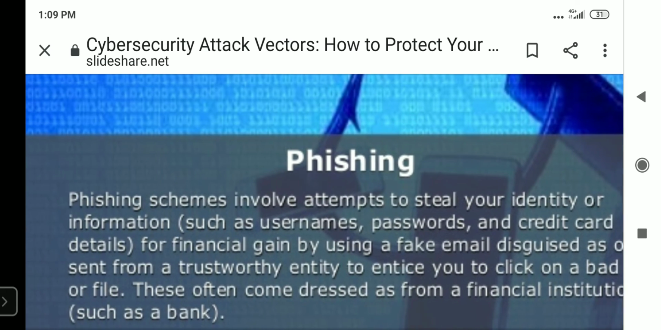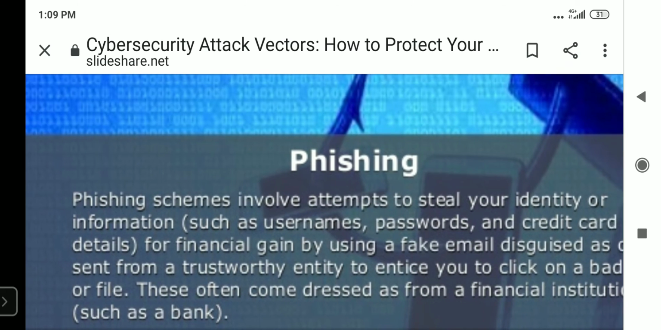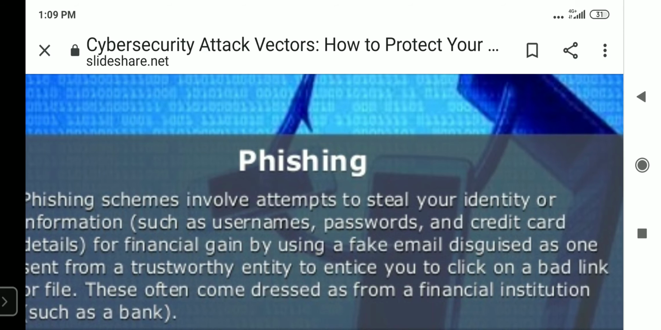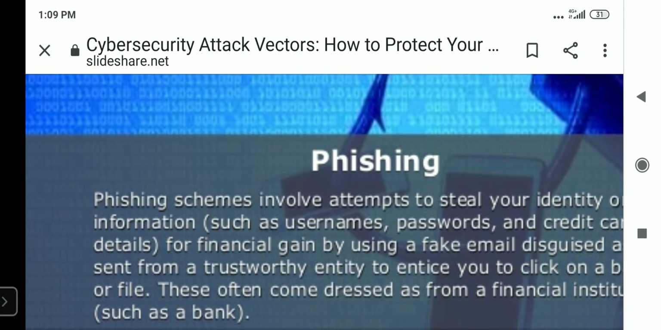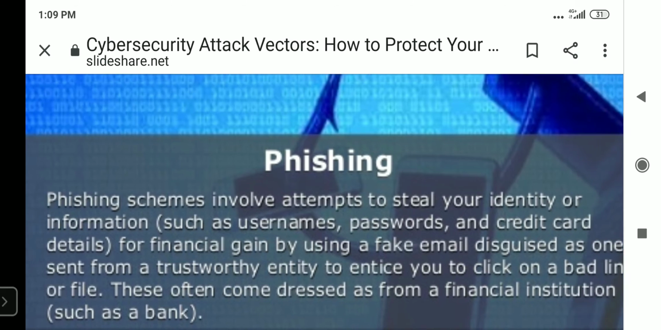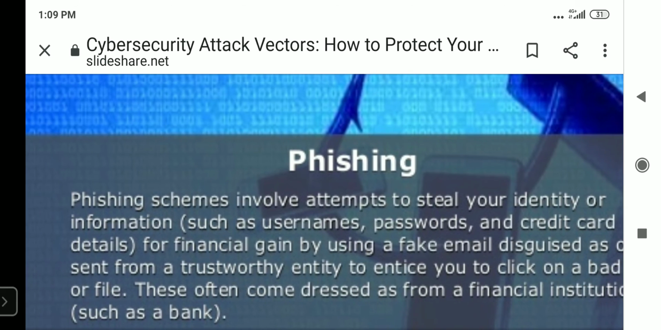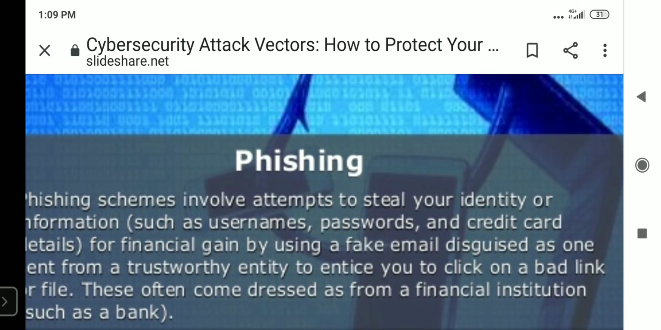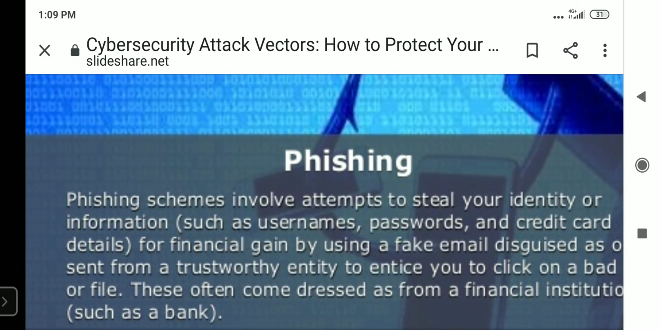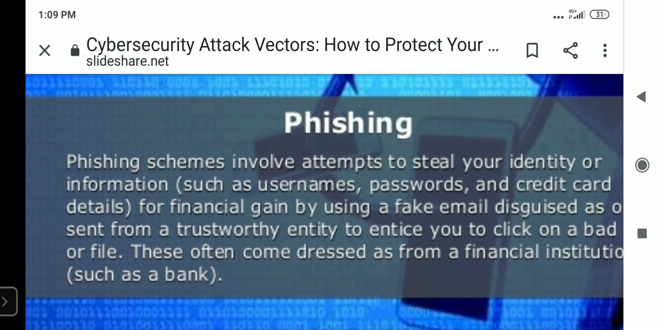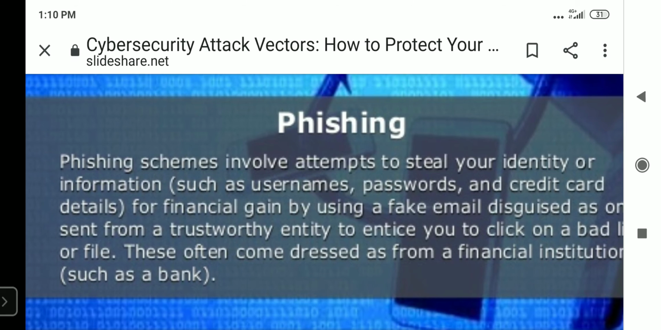Phishing, as we have already touched upon, is a scheme that involves an attempt to steal your identity or information such as username, password, and credit card details for financial gain by using a fake email disguised as one sent from a trustworthy entity to entice you to click on a bad link or file. These often come dressed as from a financial institution such as a bank.